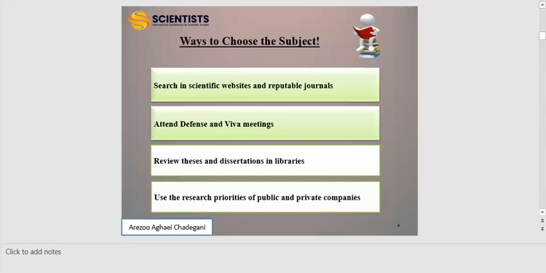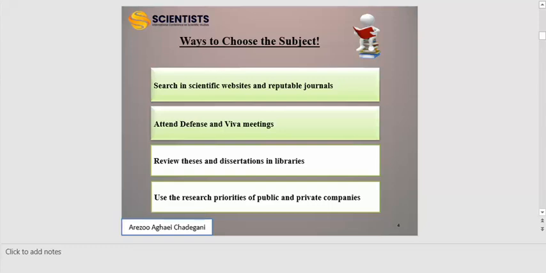Number two, attend defense and viva meetings. At these meetings, you can become familiar with new issues and research suggestions for future studies, and you can continue peer researches. Number three, review theses and dissertations in libraries. Also, in this way, you become informed about new topics.